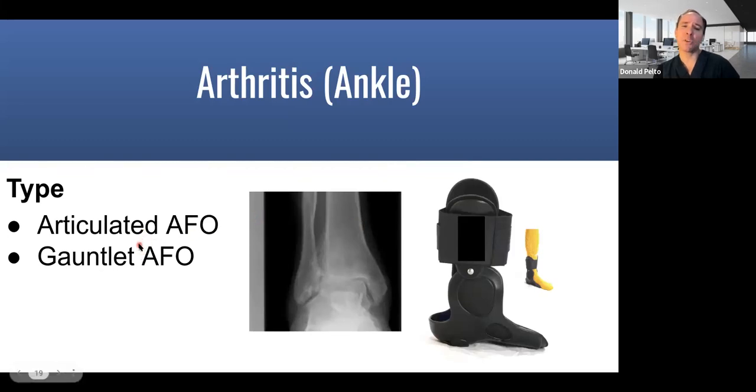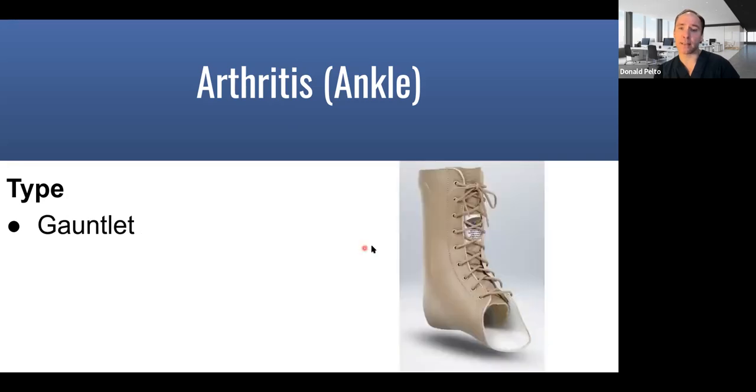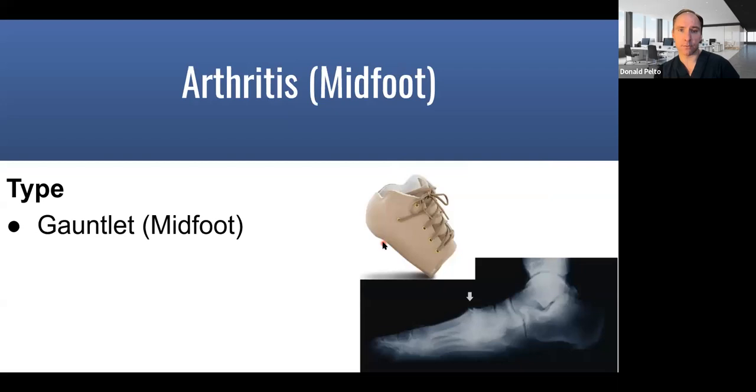Okay. Ankle arthritis. Once again, you can do articulated or a gauntlet. Even though they have arthritis, a lot of times I'm still doing an articulated because I think it's easier for them to get used to something that bends in the ankle. Depending on the severity, they can still tolerate that. If it's really, really bad and they're kind of needing a fusion and they don't want to do that, then we'll do this type of a gauntlet for arthritis.